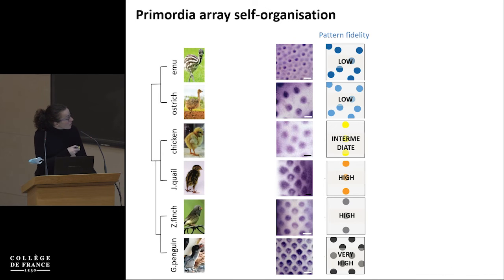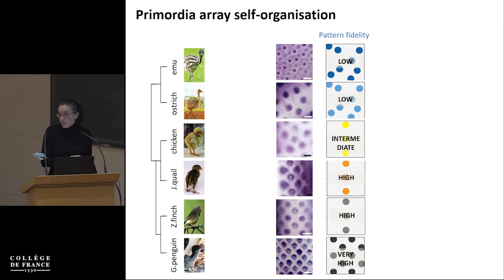So again, we took advantage of this correlative power of natural variation, but this time we zoomed in on the tracts. So here you have a much closer view in each of these tracts. And we quantified different geometrical attributes of the pattern, such as the spacing, the size of primordia, and so on. And for today, we'll focus on the regularity in primordia arrangement, so pattern fidelity.